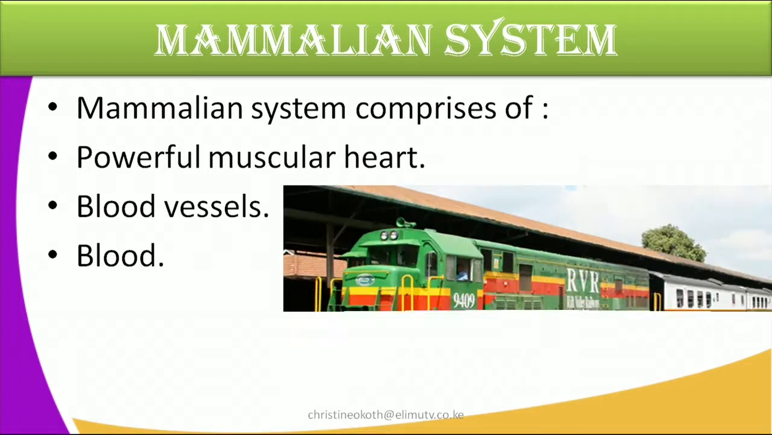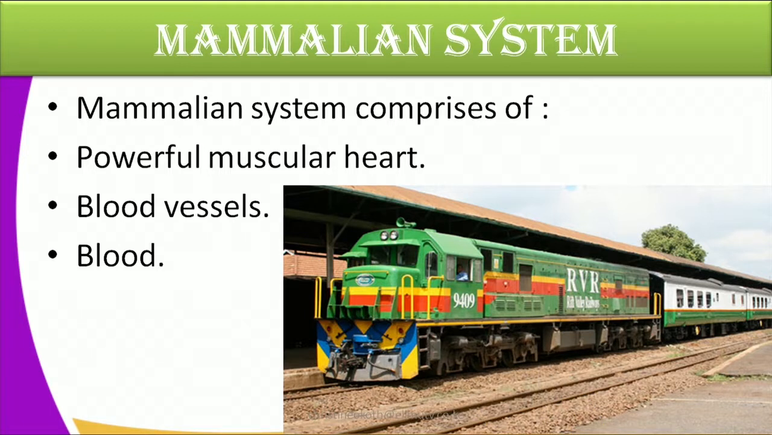And I can compare the mammalian system and the human body to a train. We all know this, the Rift Valley Railways train. For example, the train is like a human body. The train will work where there is an engine. The engine must be incorporated in the train. Without the engine, the train cannot work. So the engine is like the heart in the mammalian system.